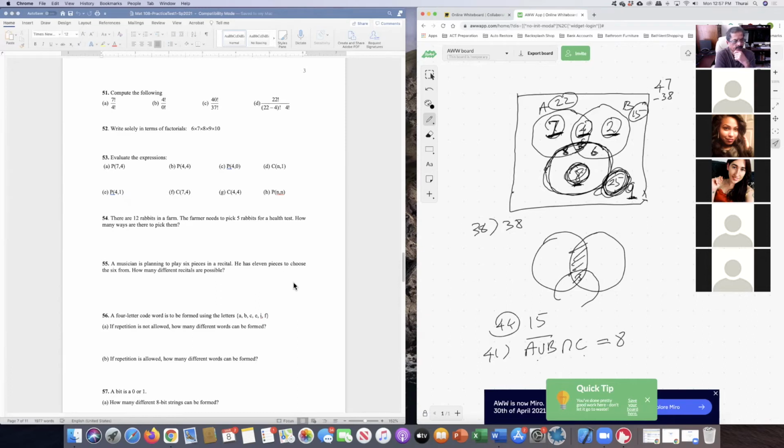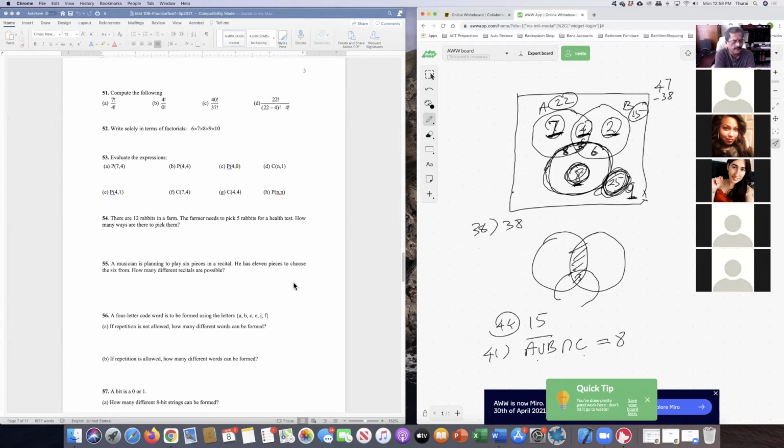So look at 54. There are 12 rabbits in a farm. The farmer needs to pick 5 rabbits for a health test. How many ways are there to pick them? Is that combination or permutation? Combination. You're only selecting 5. You're not arranging them. You're not counting any arrangements of those. So that'll be combination 12, 5.